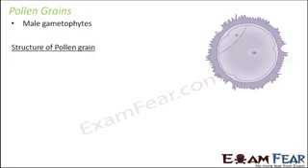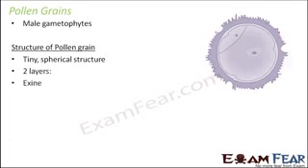Now let us look at the structure of the pollen grain. It is a tiny spherical structure, so extremely small. It has two layers. And what are those two layers? The outer layer is called exine. Since it is externally located, it is called exine. And the inner layer, since internal, is called intine. So exine and intine are the two layers. This layer which you see outside is exine, and the inner layer is the intine.